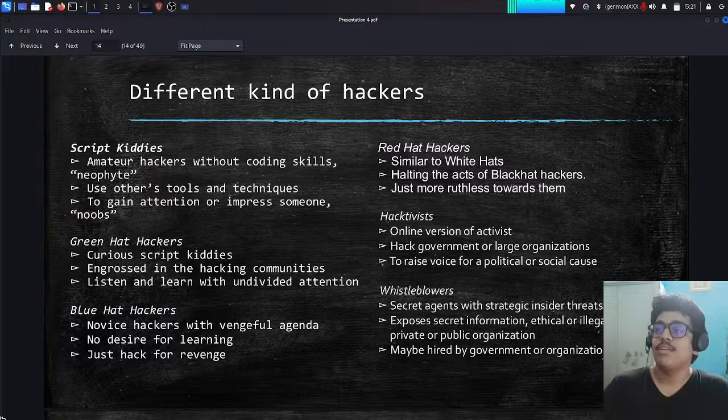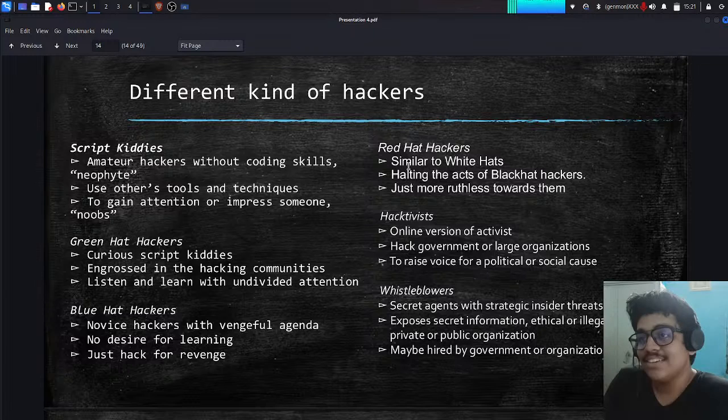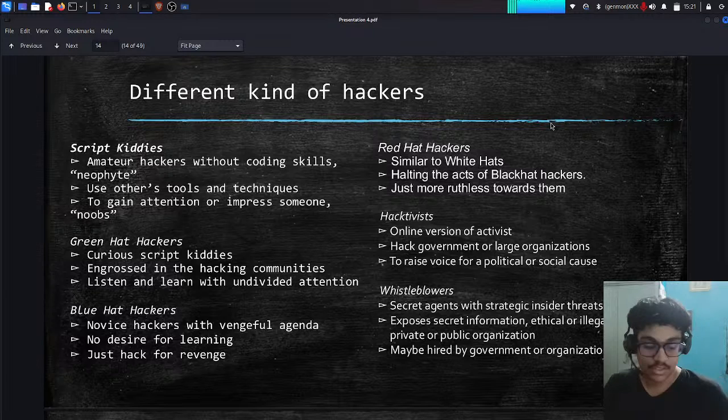So let's move on. We have red hat hackers. They are similar to white hats, halting the acts of black hat hackers, just more ruthless towards them. So they are ruthless towards the system. They just want to exploit and prove their wins.